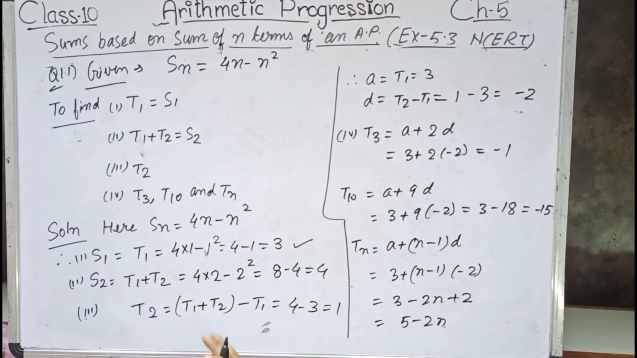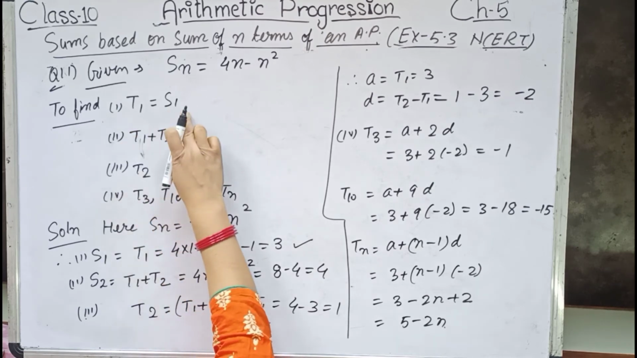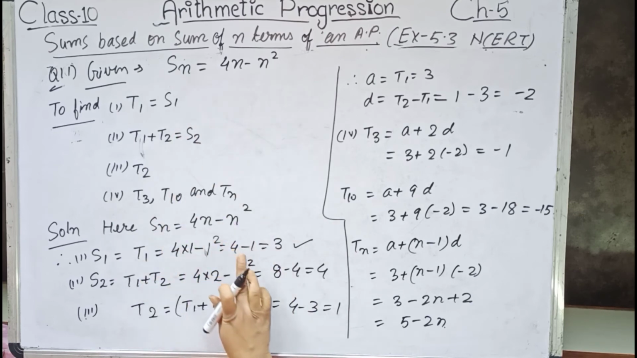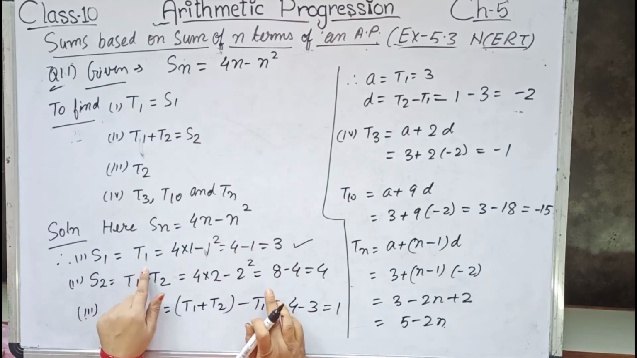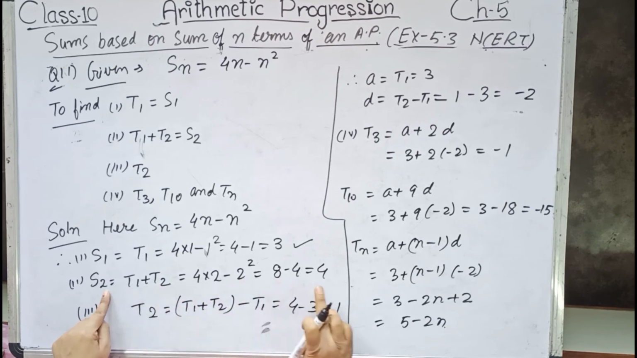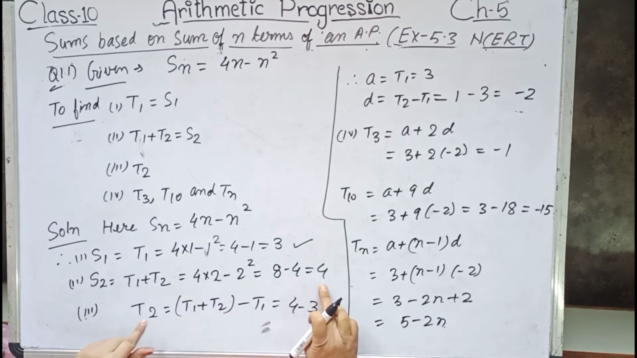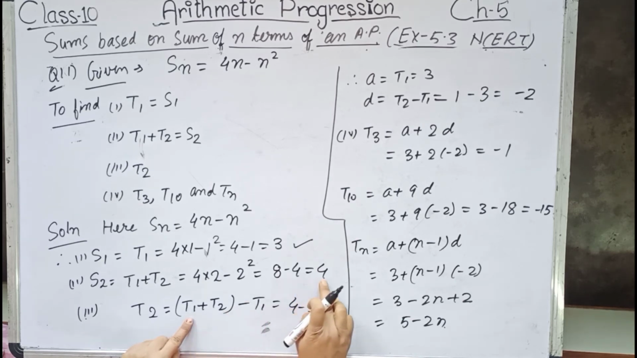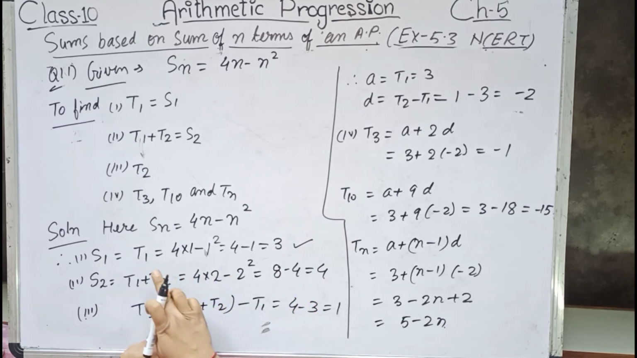Now this sum, what I have done first, this T1 is S1. Now putting n equals to 1, we got the value of S1, which is the value of the first term. Now getting the second term is T1 plus T2, that is S2. For the second term, we first calculated S2. S2 is 4. Therefore T2, we can write over here S2 minus S1. So this will be equal to T1 plus T2 minus of T1. Now T1 plus T2 is 4 and T1 is how much? T1 is 3. So 4 minus 3, that is 1.